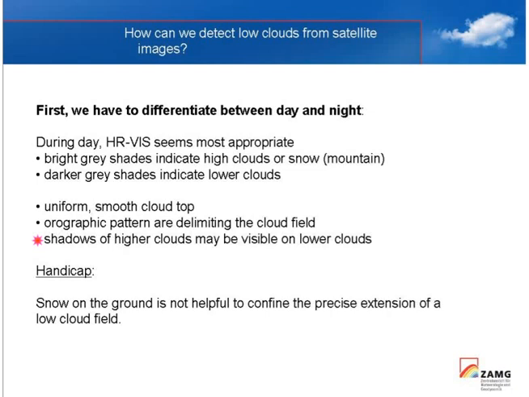There is also a handicap in analyzing low clouds from the high-resolution images, because if the surface is snow covered, then sometimes it is really difficult to define exactly where the low cloud stops and the snow is visible in the satellite image. This can sometimes really be a problem.